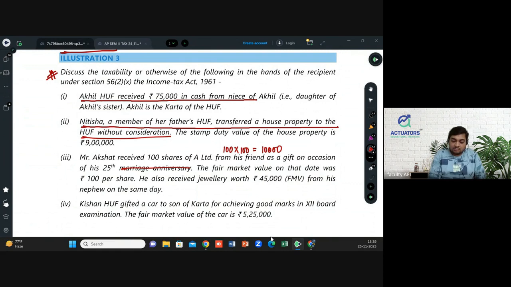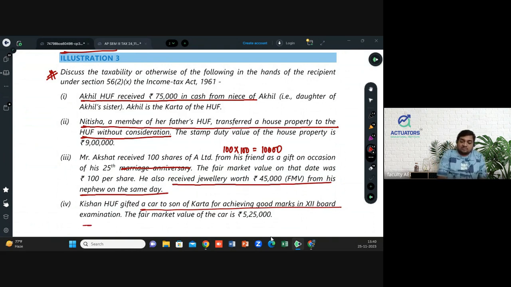और ही ऑल्सो रिसीव ज्वेलरी वर्थ 45,000 फ्रॉम हिज नेफ्यू. मैं फैमिली का डेफिनेशन आपको दिखाऊंगा, उसके बाद फिर मैं आपको करवाऊंगा. Son of Kartako for achieving good marks in class 12 board examination. उसके लिए चारों इंडिपेंडेंट केस है, चारों का एक दूसरे से कोई लेना देना नहीं है.